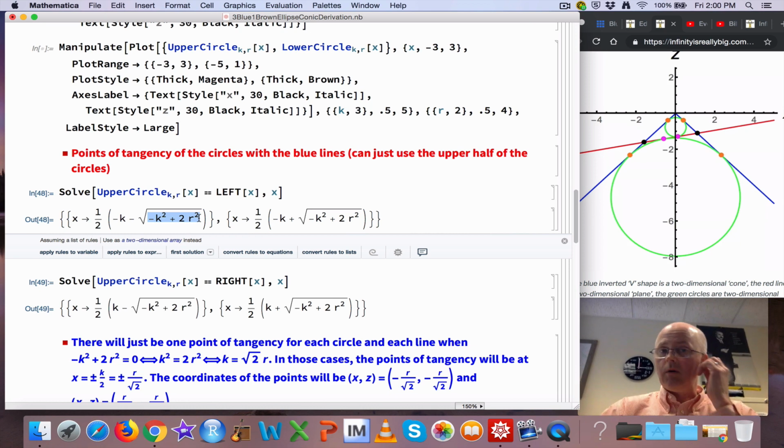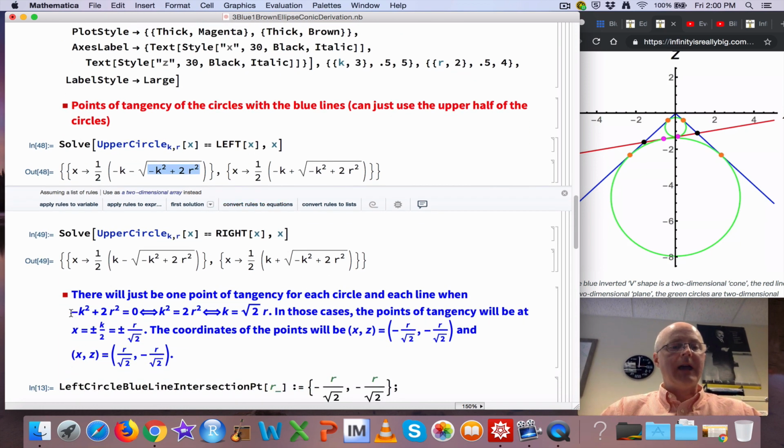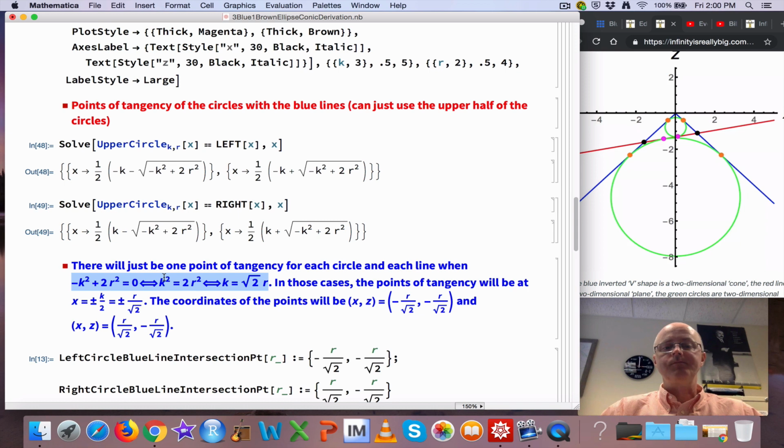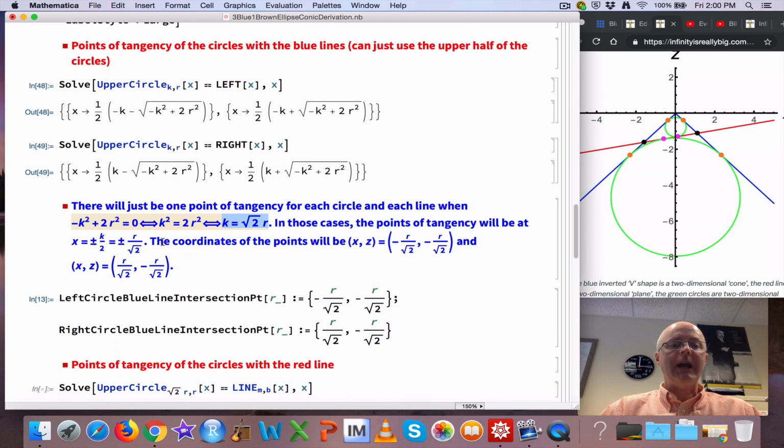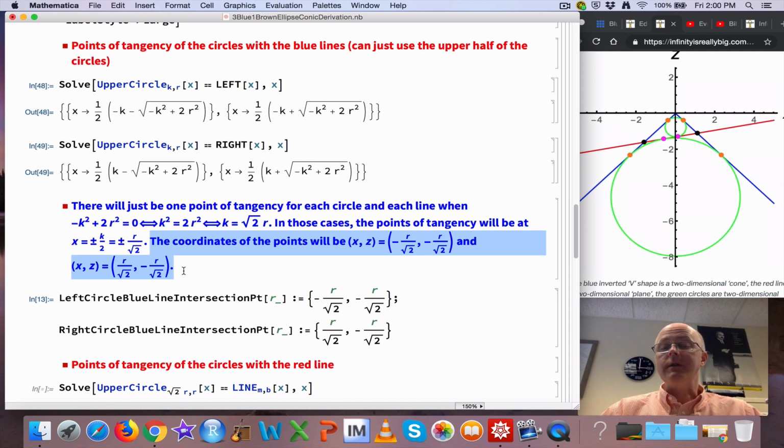When that's 0, that will guarantee that these circles are tangent to the blue lines, and in 3 dimensions, the spheres are tangent to the cone. When that's 0, -k squared plus 2r squared equals 0, which, since k and r are positive, is equivalent to k equals square root of 2 times r. And that results in points of tangency whose coordinates only depend on r, which is good. It'd be nice to be able to get rid of the k's, so to speak. Okay? For these circles, and ultimately in 3 dimensions, the sphere, k really depends on r, so we can get rid of the k. That's one good thing.